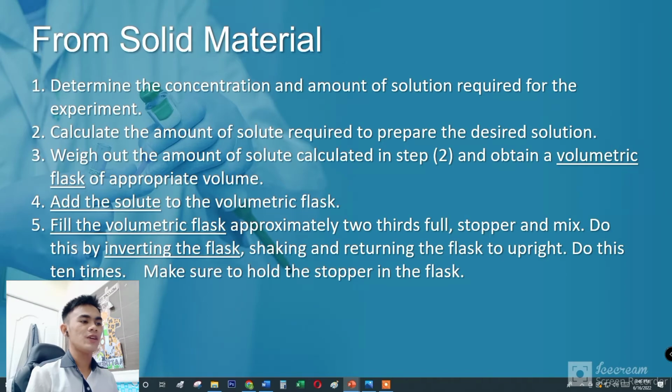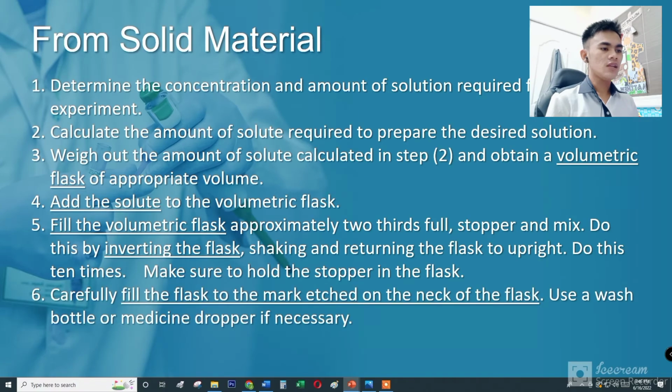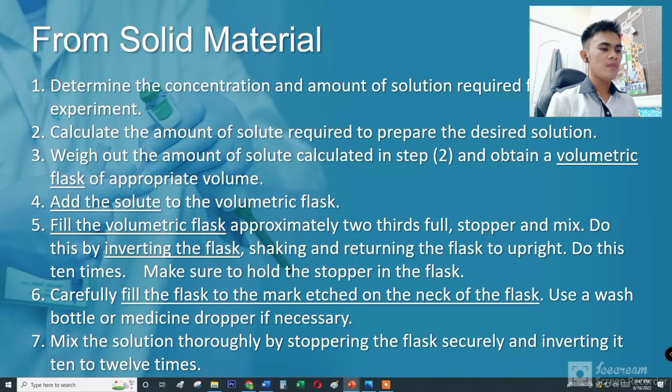Do this by inverting the flask, shaking, and returning the flask to upright. Do this 10 times. Make sure to hold the stopper in the flask. Next, carefully fill the flask to the marked edge on the neck of the flask. Use a wash bottle or medicine dropper if necessary. And last, mix the solution thoroughly by stoppering the flask securely and inverting it 10 to 12 times.